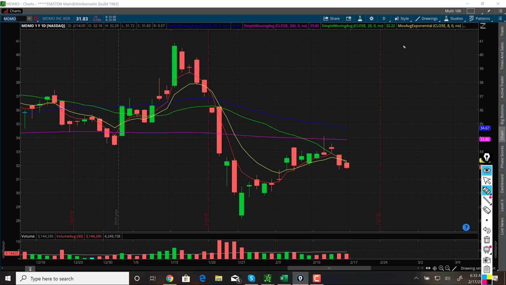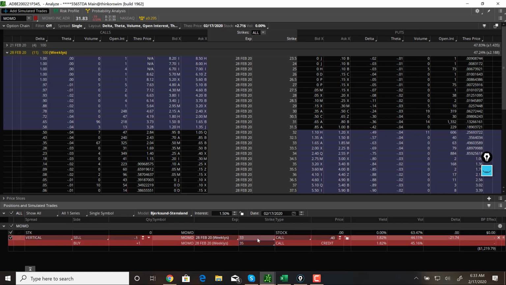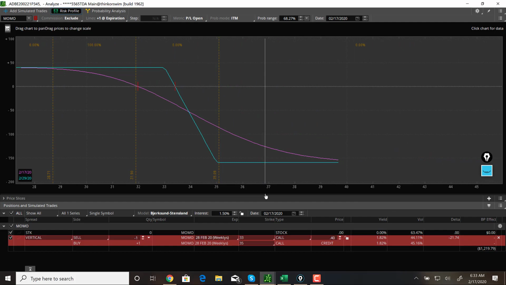So 133, 135, boom. On a one contract basis, you could risk $160 to make $40, and then your break even is at 33.42. Now where is my stop?